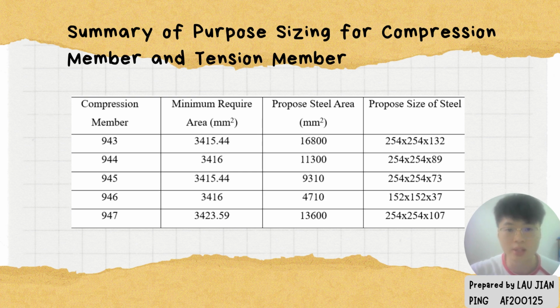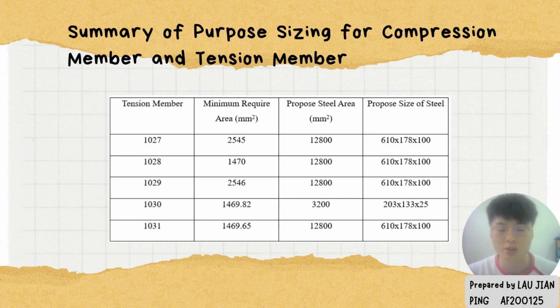We have done the preliminary design, and for more detail, doctor can see our calculation part in the report. So the minimum required area is 3,416 millimeters square. Each of the proposed steel areas is different depending on the size of the steel. For the 5 most critical tension members, we have proposed 4 of the same size of steel, which is 610 multiplied by 178 multiplied by 100, and only one is 203 multiplied by 123 multiplied by 25.